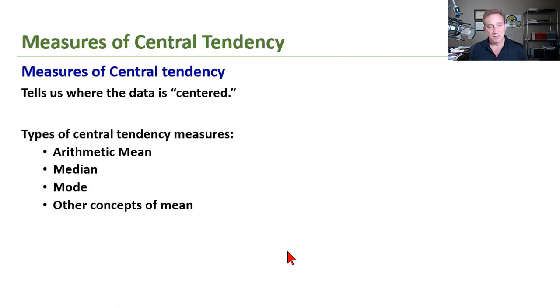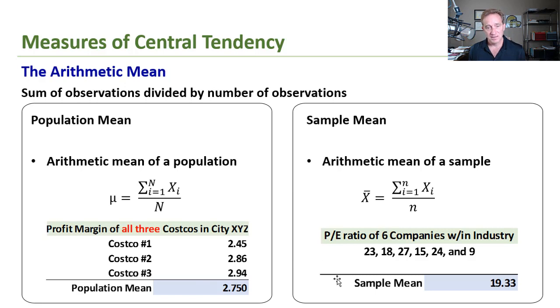So measures of central tendency, these tell us where the data are centered. Of course, these are very typical, although there's more than one. Arithmetic mean, median, mode, and we have some other concepts of the mean. The arithmetic mean, of course, very popular. This is the sum of observations divided by the number of observations. And you will notice here that, keeping in mind that distinction between a population and a sample mean, mathematically we have the same.